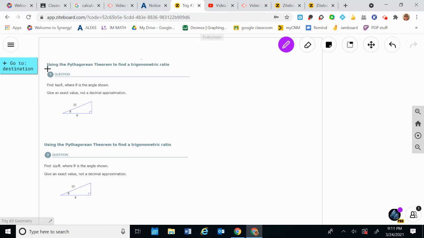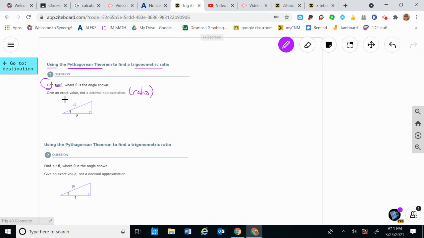All right, so now we're going to be using the Pythagorean theorem to find a trigonometric ratio. We want to find the tangent of theta, where theta is the angle shown. So here's theta. Give an exact value, not a decimal approximation. That means leave it in ratio form. Exact means don't get decimals.